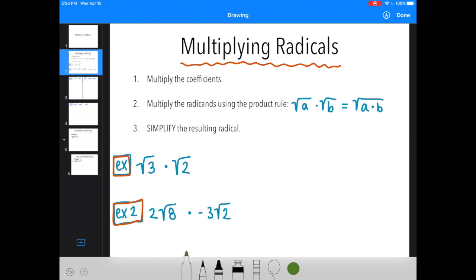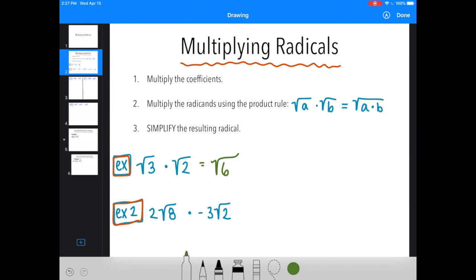If I have the square root of 3 multiplied by the square root of 2, my coefficients are 1 and 1. 1 multiplied by 1 gives me 1. Now I'm going to multiply my radicand. So square root 3 times square root 2. So 3 times 2 gives me 6. So my answer is the square root of 6.